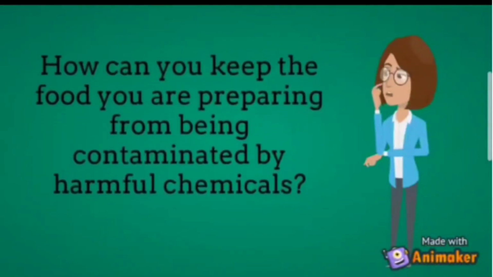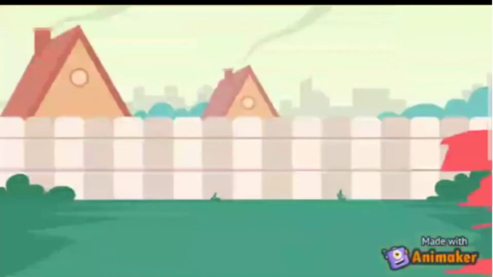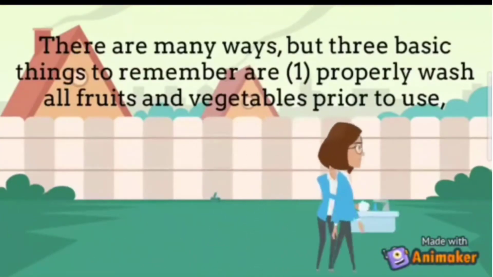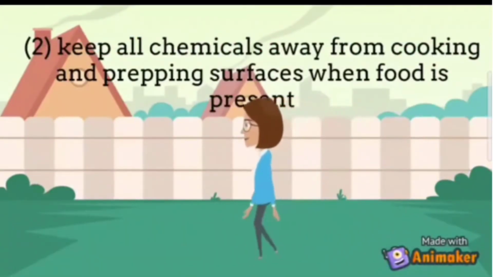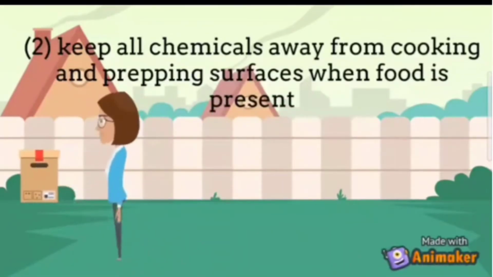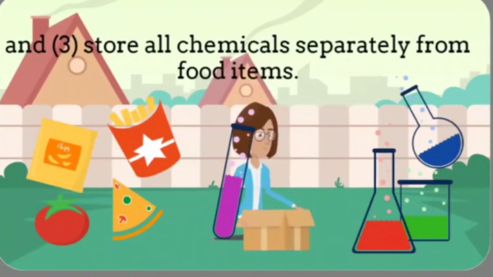How can you keep the food you are preparing from being contaminated by harmful chemicals? There are many ways, but three basic things to remember are: 1. Properly wash all fruits and vegetables prior to use. 2. Keep all chemicals away from cooking and prepping surfaces when food is present. And 3. Store all chemicals separately from food items.